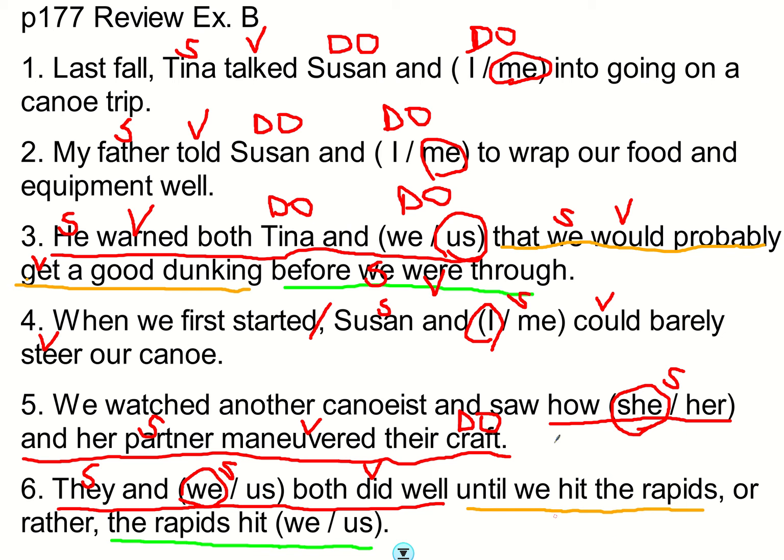Then second clause, nothing we need to pick. We do see that we is the subject, so that's why it's a nominative case. But then we look at the last clause, the rapids hit we or us. So we know hit is the verb. The thing or things doing the hitting are the rapids. And since it's an action verb, that means whatever follows it is going to be a direct object, which means that we want to go with us, objective, for a direct object.